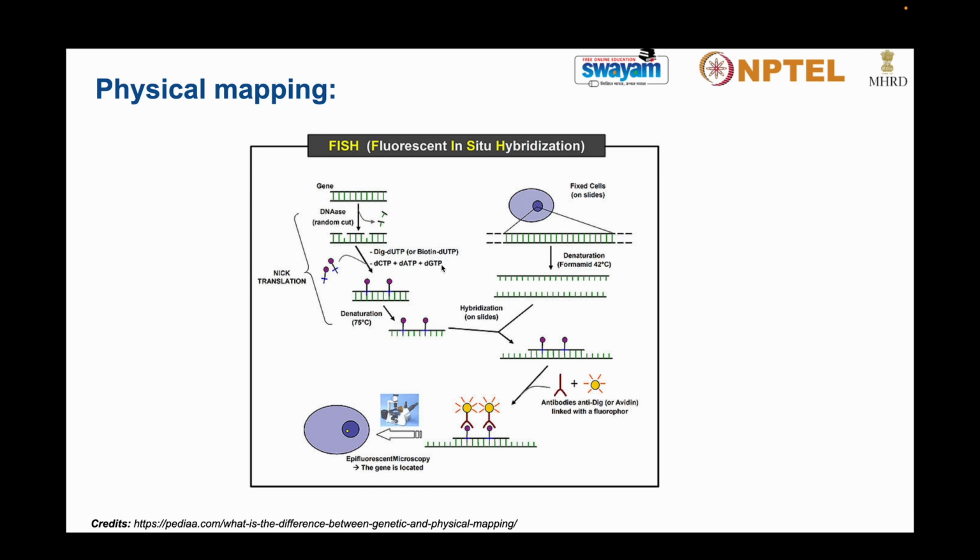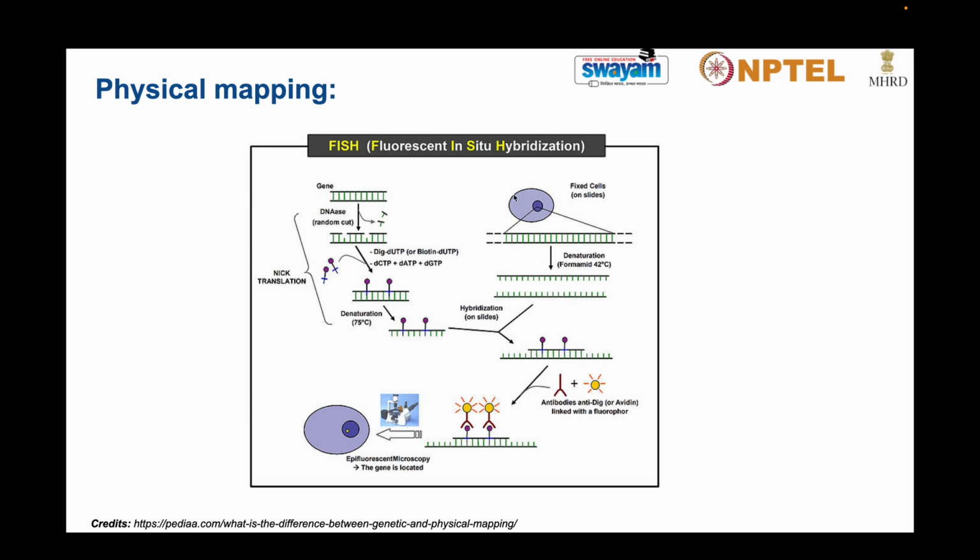as we have labeled it with specific probes. Now we will add some complementary molecules such as antibodies which could bind these biotin dUTPs, and we will also add anti-dig, that is avidin linked with the fluorophore. Now this fluorophore will be visible when we observe it under the epifluorescent microscope. In this way it can tell you whether that gene is present in that given DNA sample or not.